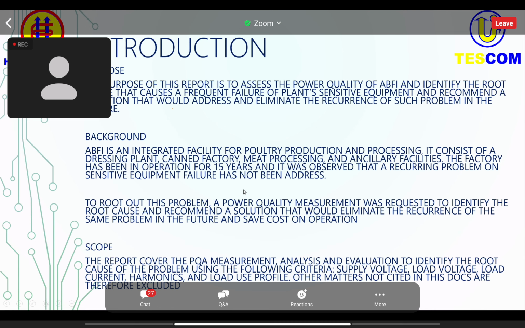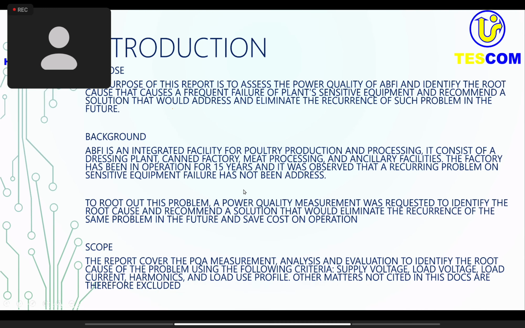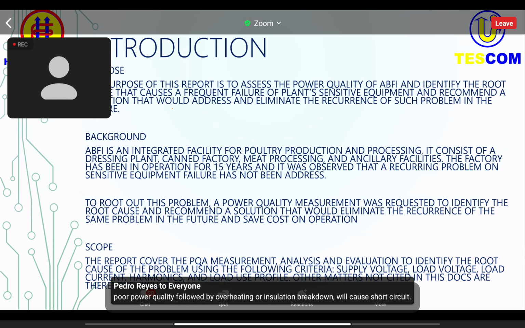So they have the problem, common failure of the equipment. Parang nagkaroon ng failure. And this failure has not been addressed for a longer time. So kailangan nila malaman kung ano yung dahilan. So to root out this problem, we recommended the power quality measurement.